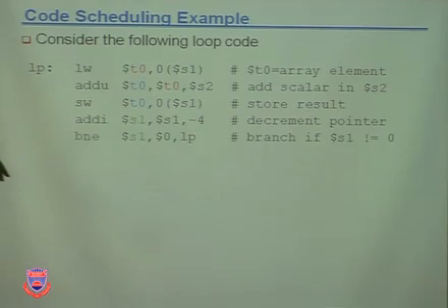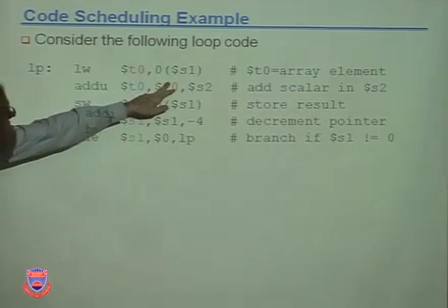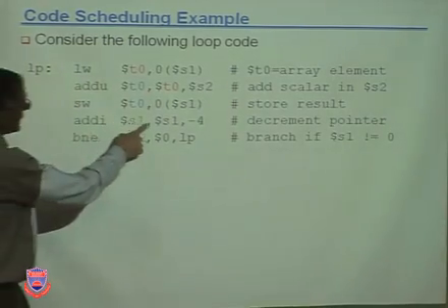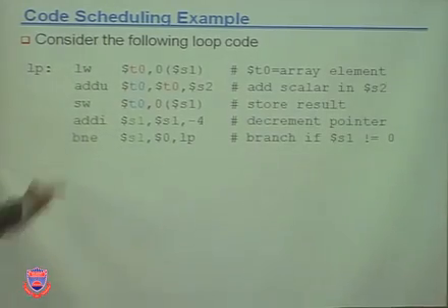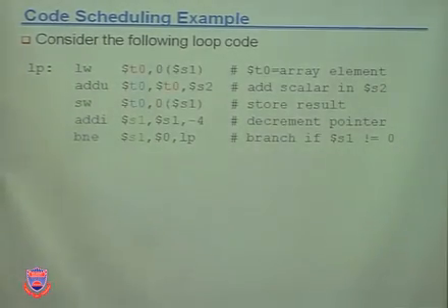Let's look at this little loop. We go back to loop here. We load T0. We use it right away. We store T0. We add and get an S1, and then we branch on S1. Can everybody see there's all kinds of dependencies here? That's one, that's one, that's one. Got it? See the dependencies?